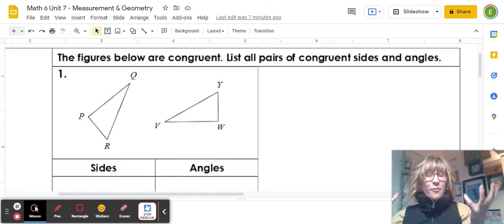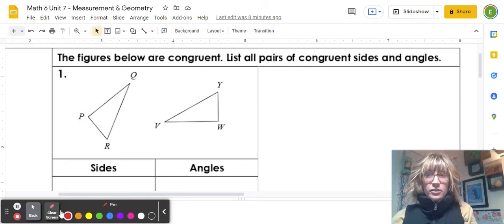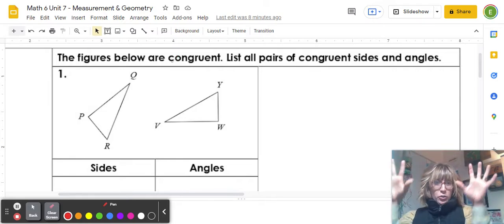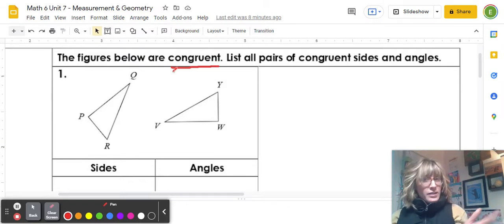Okay, so we're thinking about some figures here. We have these two triangles, and we are given some really key information that these triangles are congruent. So our math brain goes congruent, congruent. Well, congruent is just a fancy math word for the same. So they have the same measures, the same angles.